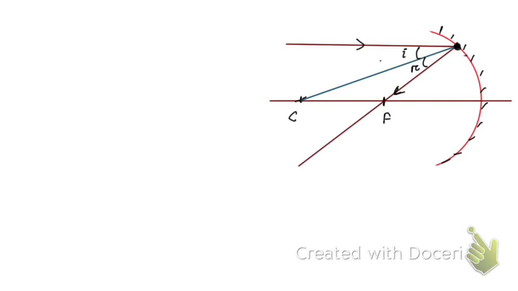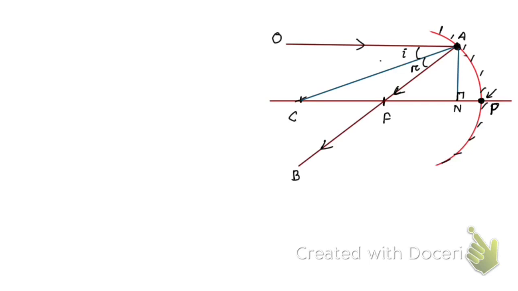Now let me draw a perpendicular from this point to the principal axis, okay? This is the perpendicular, and this point of incidence is A. The foot of the perpendicular is N, and the pole of this mirror is P. This is the pole P, okay? And this incident ray is OA, and the reflected ray is AB through the focus, right?